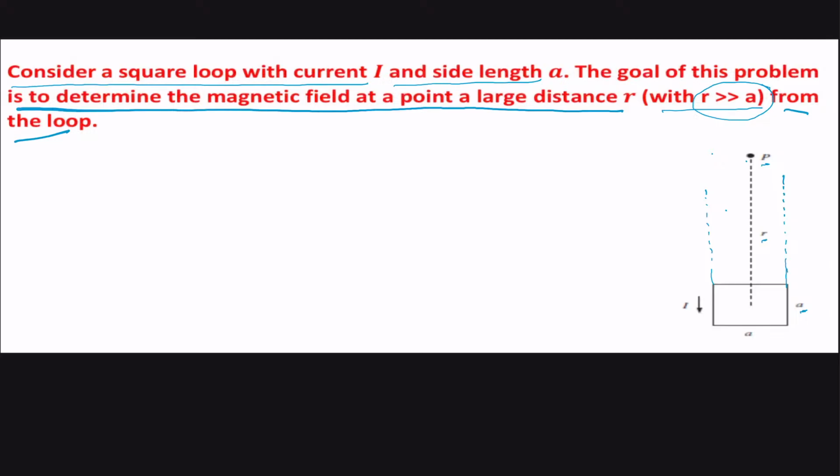So first, like I said, let this be our A, B, C and D. In the first part, we are only going to consider the horizontal sides, that is our AB and DC. We are going to ignore our AD and BC. In the second part, we are going to calculate the magnetic field because of our AD and BC as well, and then find the net magnetic field at point P. So let's start with our horizontal sides.